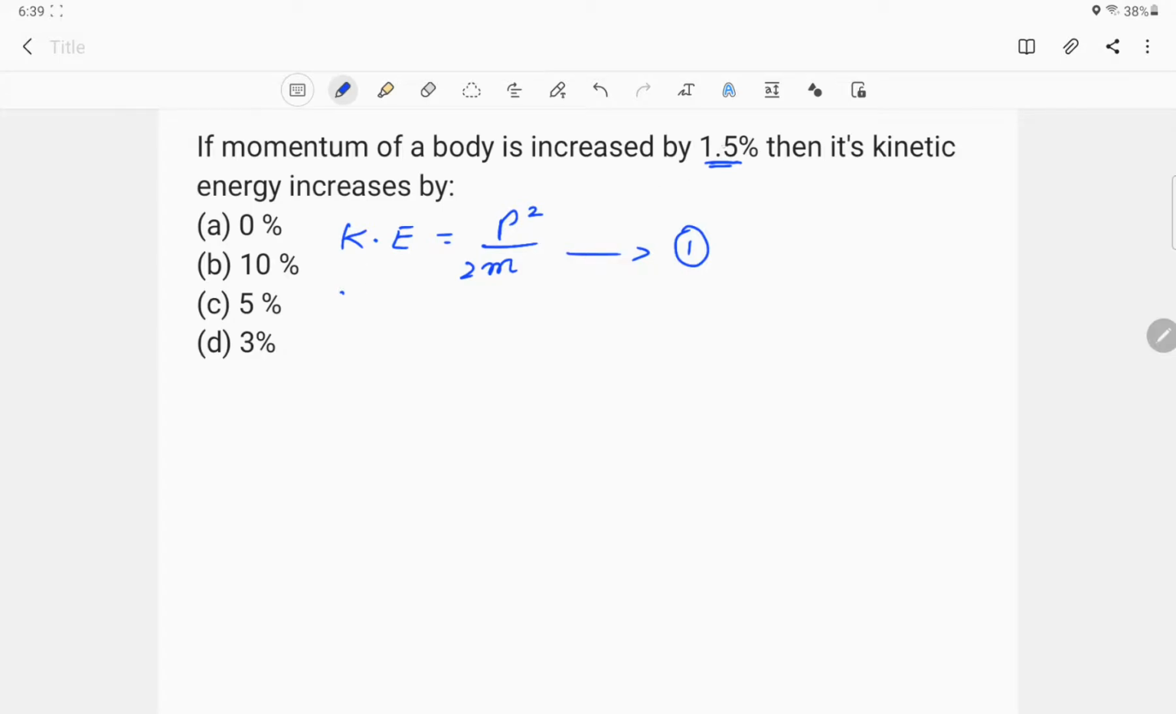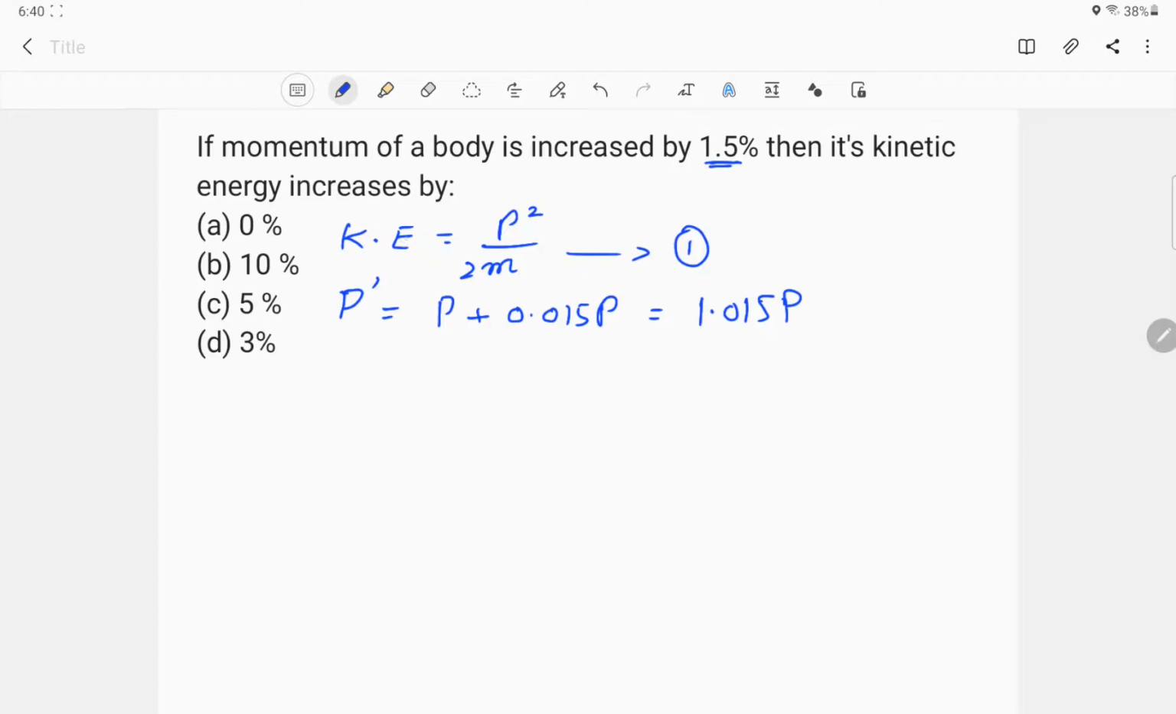So here the change in momentum is 1.5%. So it means that it is 0.015 addition to the momentum. So the new momentum, P prime, will be equal to P plus 0.015 P, or we can say it will be equal to 1.015 P. This is the new momentum.